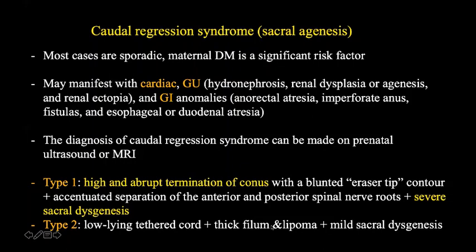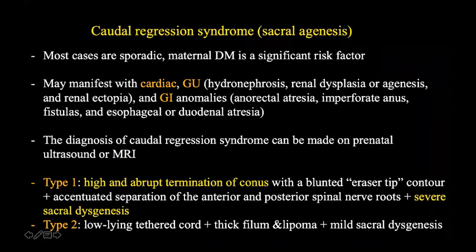Okay, so it's a case of caudal regression syndrome. Most of the cases are sporadic, but maternal diabetes is a risk factor. It can have other manifestations, so it can be associated with cardiac abnormality, GU abnormalities, including hydronephrosis, renal agenesis or dysgenesis, and GI abnormalities, such as anorectal atresia or imperforate anus, esophageal atresia, duodenal atresia.